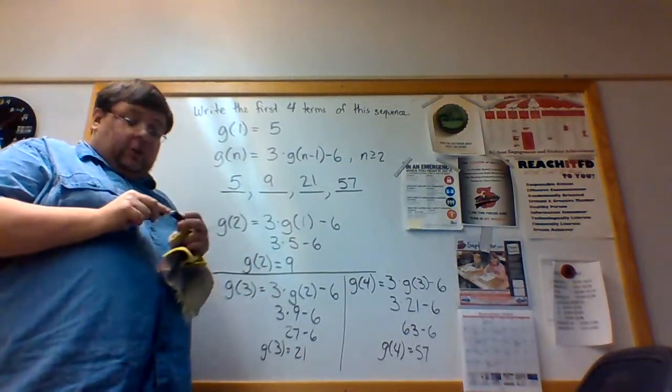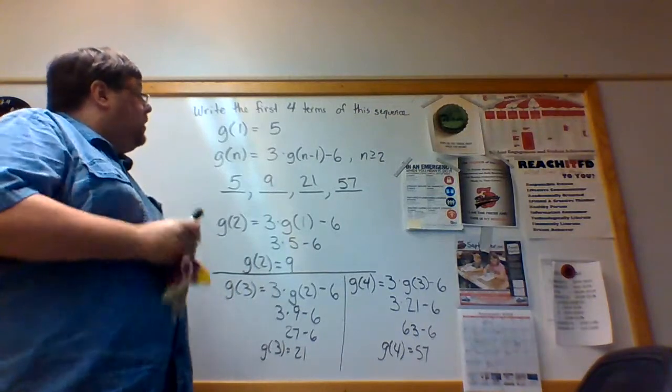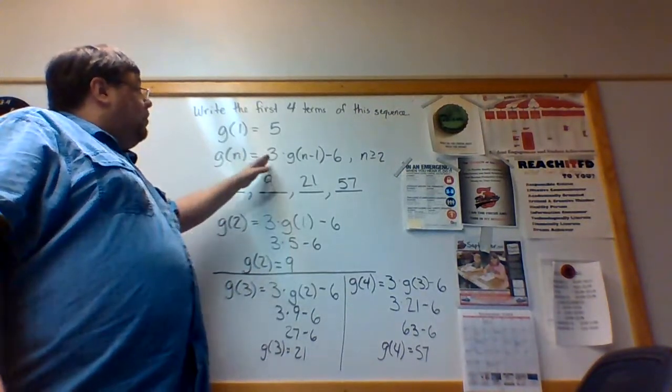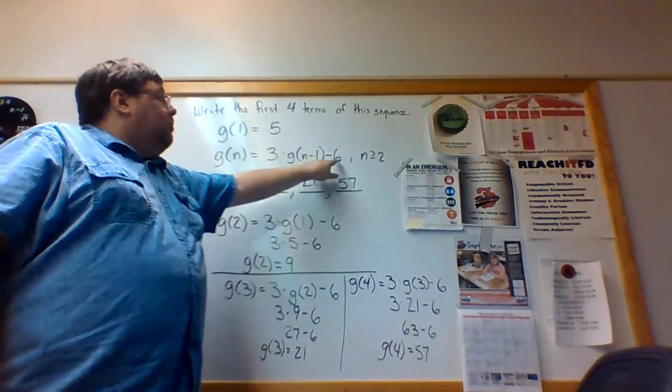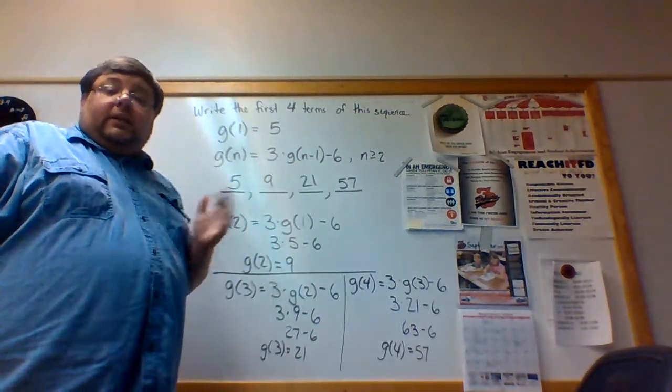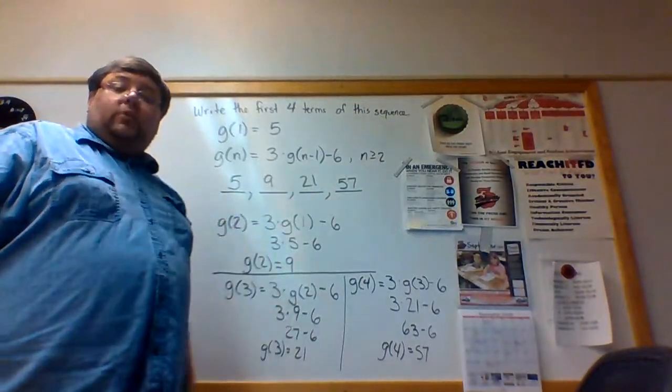And to get the fifth term and so on, it would just be continuing to do that same rule. 3 times whatever came before it, 3 times the previous term, minus 6. And that's how you can create as many terms in that sequence as you want.